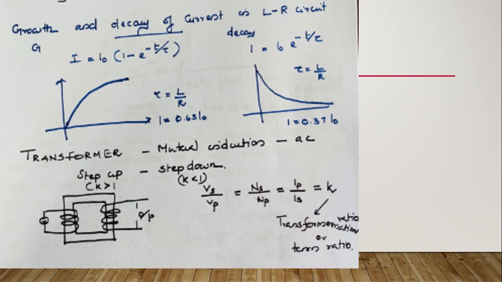See the growth and decay of current in an LR circuit. The current during growth at any time t we can write as I equal to I0 (1 minus e^(−t/τ)), where τ is called the time constant. It is L by R. When t equals τ, the current takes the value of 63% of its peak value. During decay, we use the relation I equal to I0 e^(−t/τ). At the time constant, the current takes the value of 36% of the peak value.